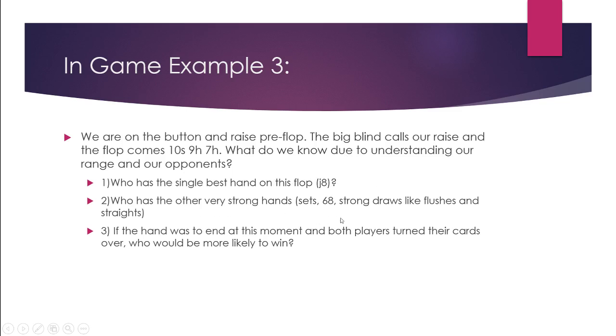Who has the other very strong hand? Sets, 6-8, strong draws like flushes and straights. Again, both of us are going to have these. They may 3-bet 10s. They probably do sometimes. They may not. Same with 9s and 7s. We both absolutely have 6-8 suited and some strong draws, so all that.